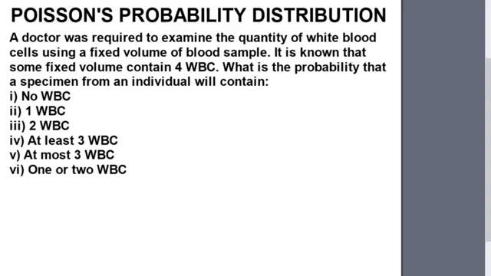Okay, so having done that, let's look at the question we have here before we get the calculator. The question says, a doctor was required to examine the quantity of white blood cells using a fixed volume of blood sample. It is known that some fixed volume contains 4 white blood cells. What is the probability that a specimen from an individual will contain no white blood cell, 1 white blood cell, 2 white blood cells, at least 3 white blood cells, at most 3 white blood cells, and 1 or 2 white blood cells? Okay, so guys, very simple. I'm going to show you now.